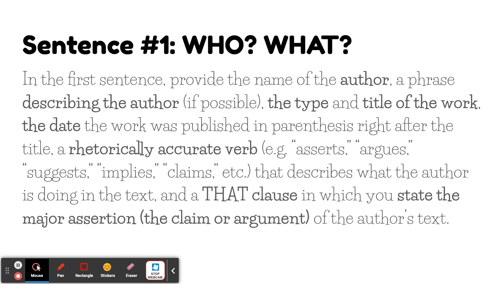The next thing we need in this sentence is the type and the title of the work. The type of work refers to, is it a news article, a YouTube video, an opinion piece, a blog, any other type of text. Then we need the title of the work. After the title of the work, we put the date in parentheses.